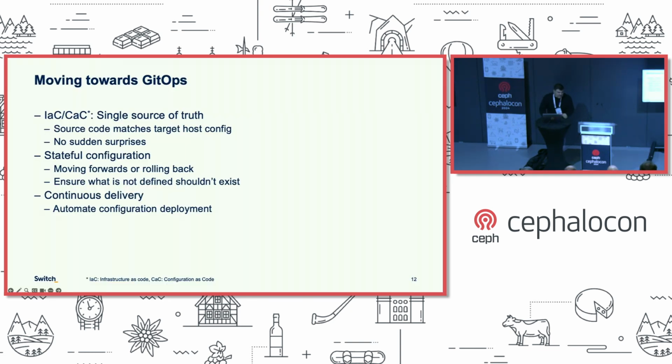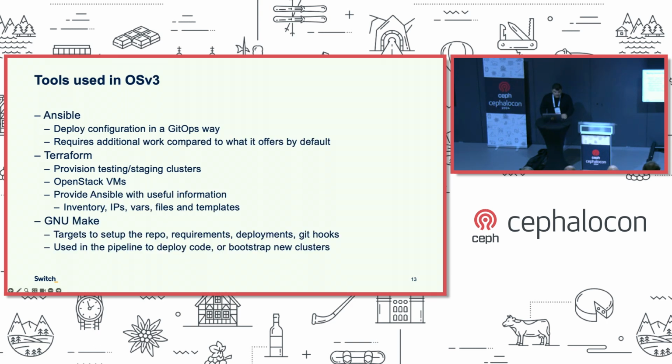This is basically what I talked about a little bit before. To have a single source of truth, you need to have stateful configuration and continuous delivery. The tool that we use is basically Ansible. Of course, it's not the first thing that comes to mind when we're talking about GitOps. It would have been Flux or Argo, etc. But since we already have knowledge of Ansible, it's really easy for us to create it in such a way and add tooling on top in order to deploy configuration in a GitOps way.